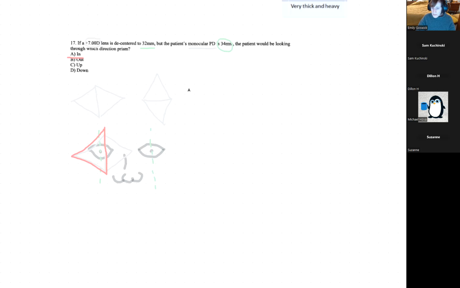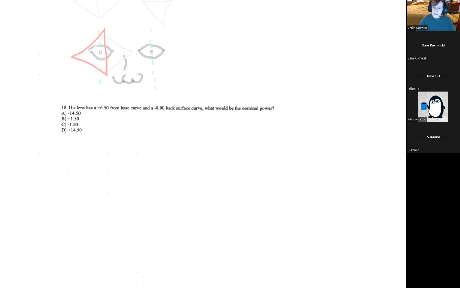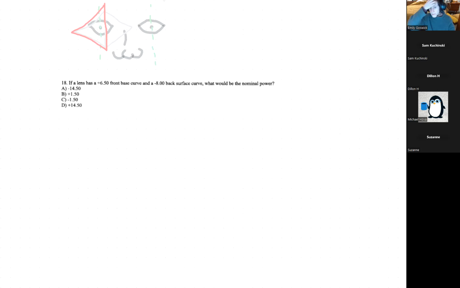Okay. So now we have a question for nominal lens formula. So they say if a lens has a plus 6.0 front base curve and a minus 8 back surface curve, what would be the nominal power? Okay, so basically what they're saying here, nominal power is just a way of saying what is going to be the power of the lens.